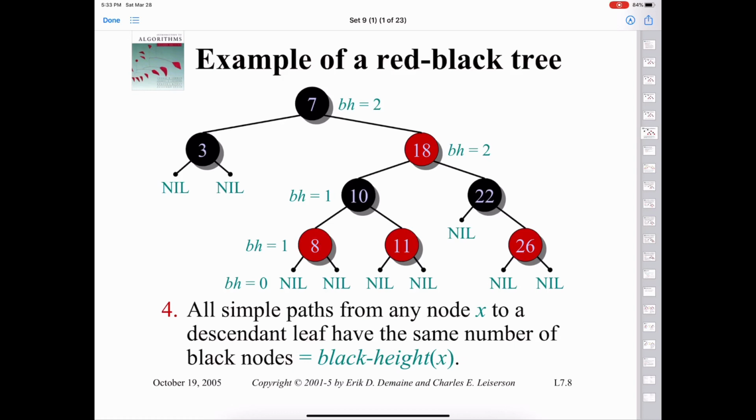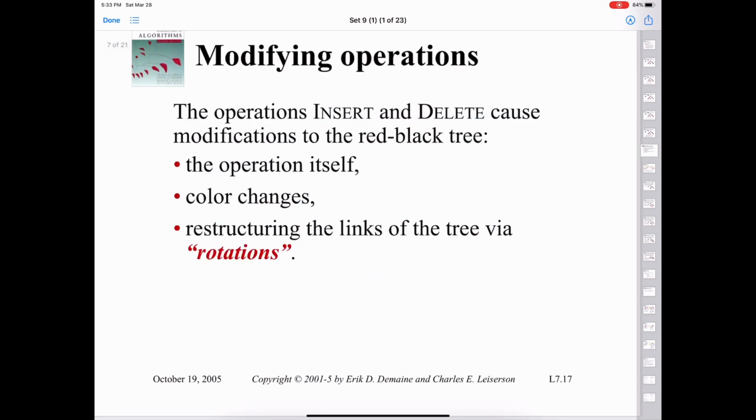I just went through these four properties really quickly because we just covered them in the previous video in this playlist. So now let's look at insertion in a red-black tree. Now when you insert a node in a red-black tree, this operation itself can cause certain modifications. So when you're inserting a node, you're adding another node into this tree, and that can cause the tree to become unbalanced. Now, when you're inserting a node, you have to decide what color of the node that you're going to insert, and that can violate some of the properties of the red-black tree.